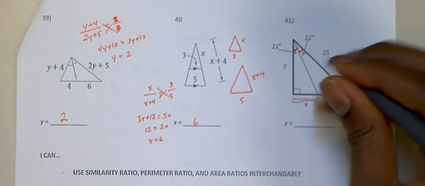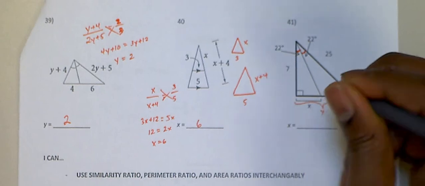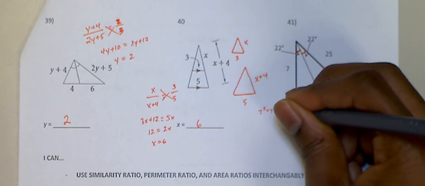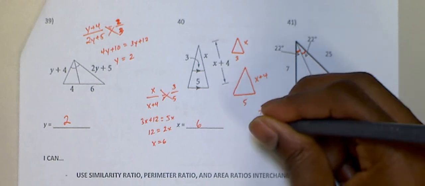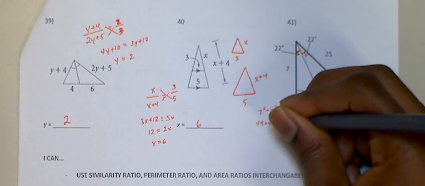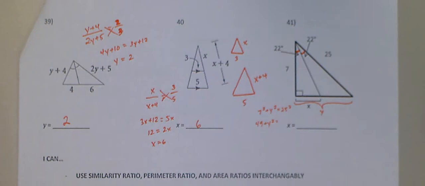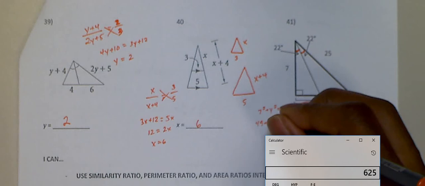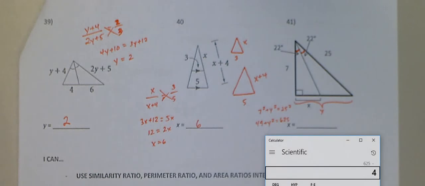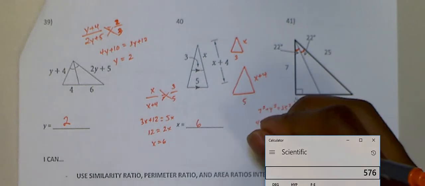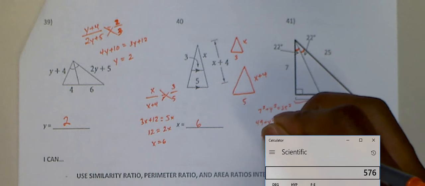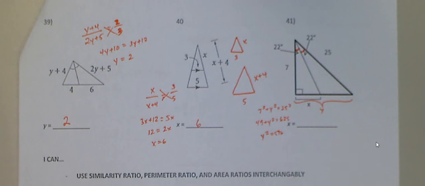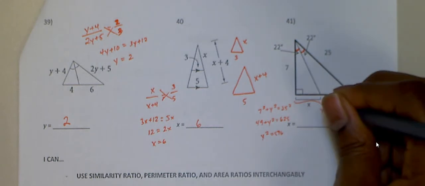Okay, so we can find this, I'm going to call it y. 7 squared plus y squared equals 25 squared. 49 plus y squared equals 625. Subtract 49, 576, so y squared equals 576. I believe that's a perfect square, and that's 24. So we know that this is 24.